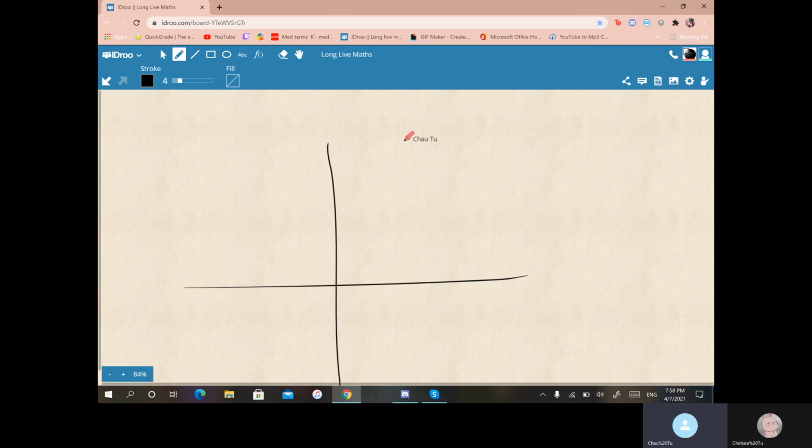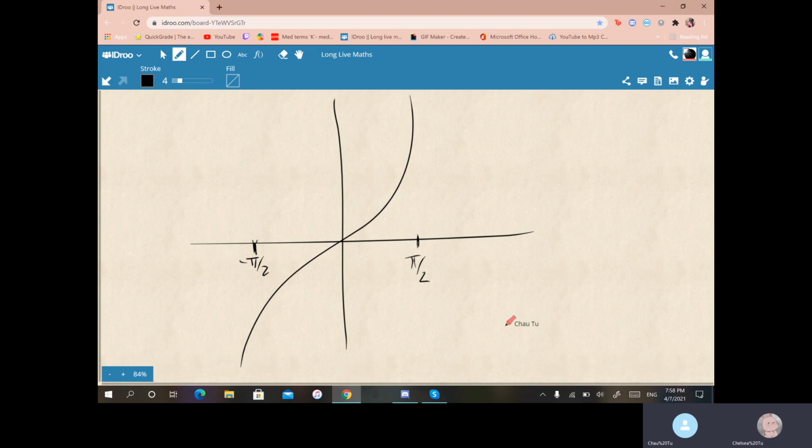Now, I don't know if you can remember this, but tan of x looks something like this. And this here is pi over 2. And this here is negative pi over 2. Take my word for it. Inverse tan is really a reflection along the diagonal line. So inverse tan will look something like this. Just trust me.